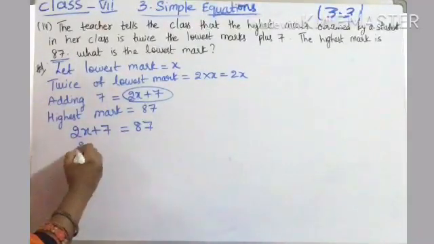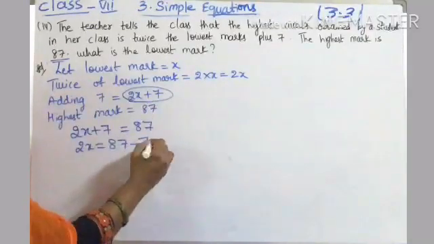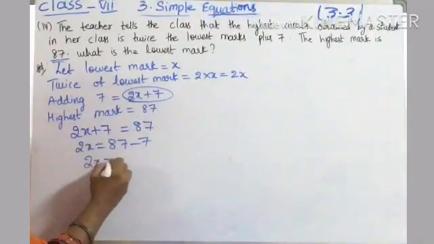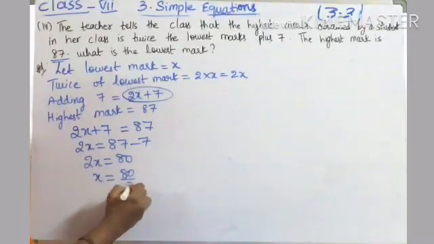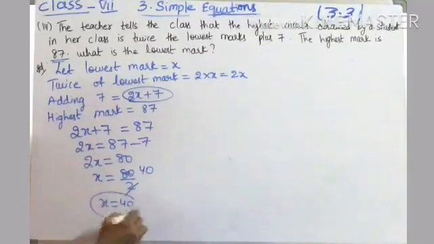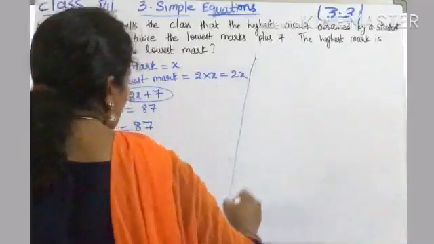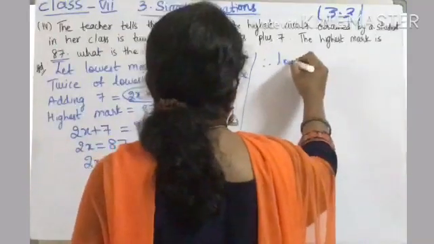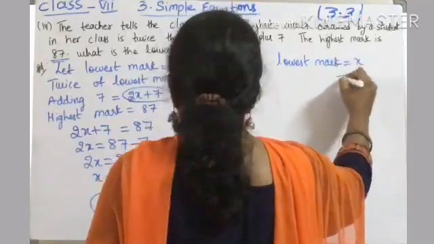Right? Now 2x equal to 87. Take this plus 7 to the other side, it becomes minus 7. So 2x equal to 80. So x equal to 80 by 2, that is 2 forties are 80, so x equal to 40. Here they are asking what is the lowest mark. Therefore, the lowest mark x is 40 marks.